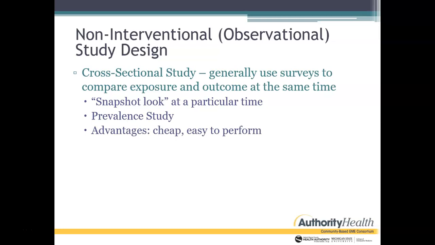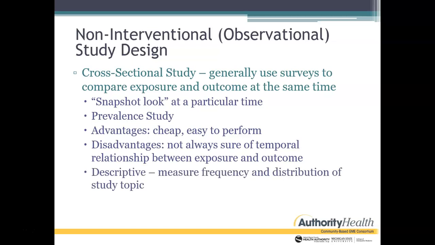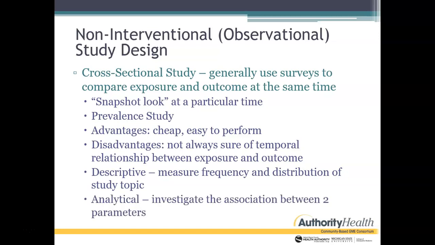Potential advantages: they are cheap and easy to perform surveys. A disadvantage of the cross-sectional study is you can't always be sure of the temporal relationship between your exposure and outcome. So you know you have an exposure, you know you have an outcome, but you don't necessarily know how that temporally took place. Cross-sectional studies are either descriptive, which will look at frequency and distribution of whatever you're looking at, or analytic, where you're investigating the association between the two parameters.